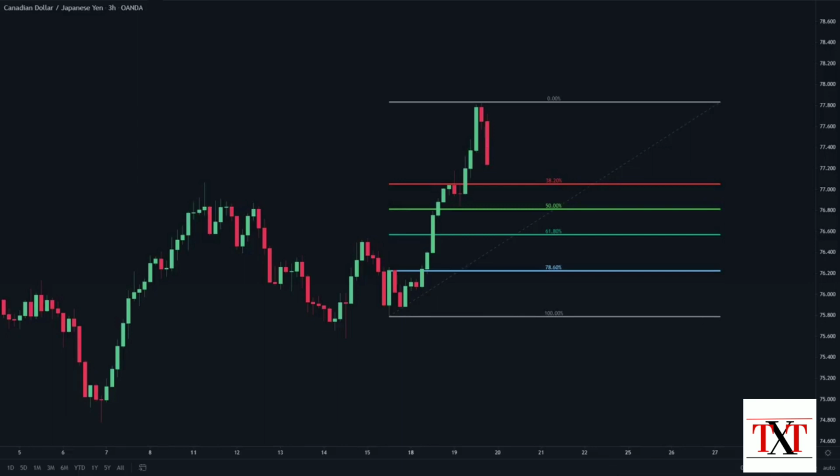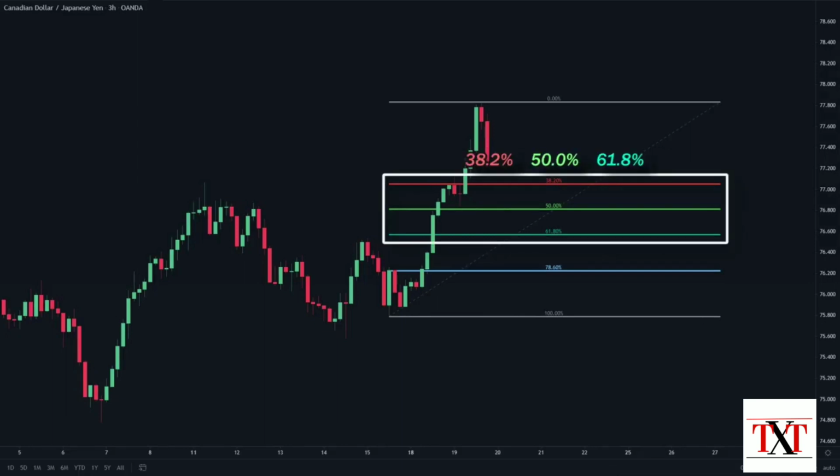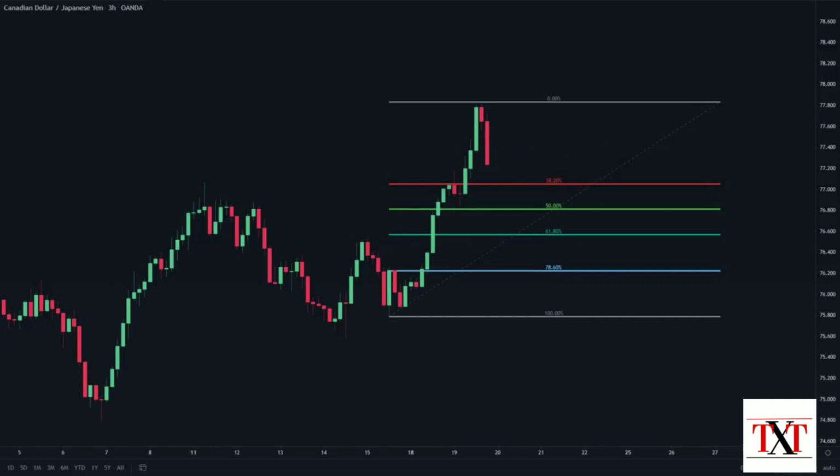Now, the most common levels where the price may pull back into are these three levels: 38.2%, 50%, and 61.8%. These three levels are called the golden zone. However, that doesn't guarantee that the price will reverse at these levels. It can always break right through and go towards the deeper levels like the 78.6% and the 100%. Now, the 100% level is the maximum level where the price can still be considered a pullback.